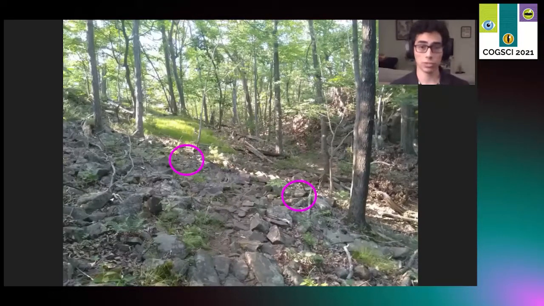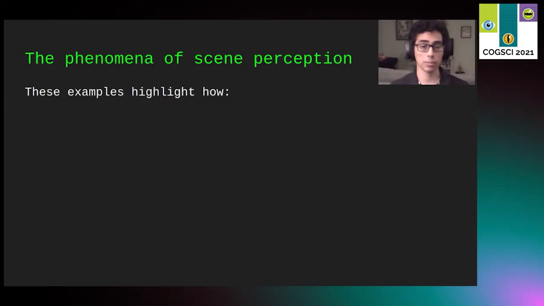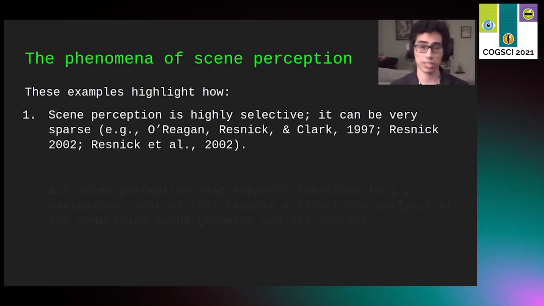Each of these patches are similar in terms of their texture and distance to the observer, yet we experience these patches differently. They matter to a different extent in terms of the path that would take you forward on this trail, and perhaps this context drives perceptual mechanisms to selectively process one patch over the other. These examples highlight how scene perception is highly selective.